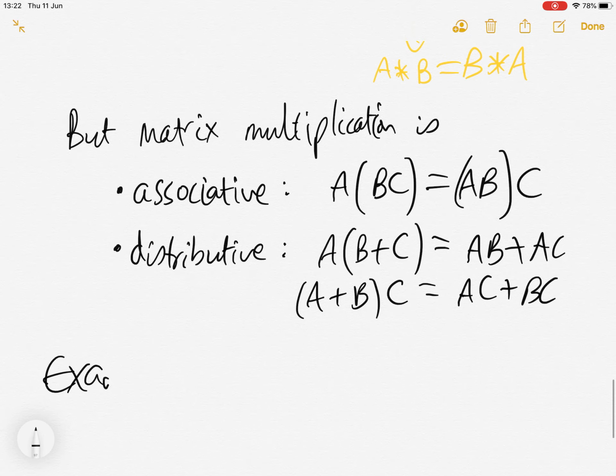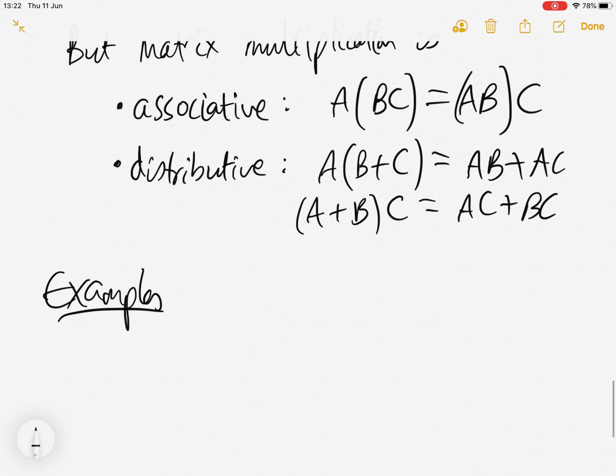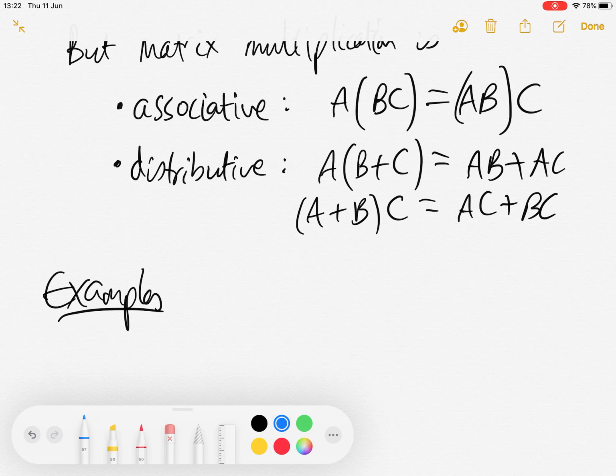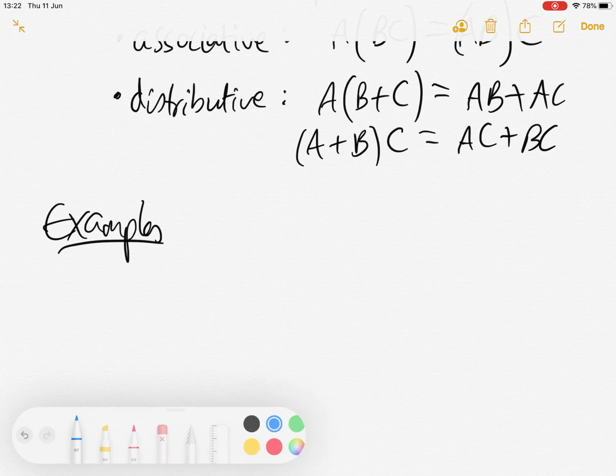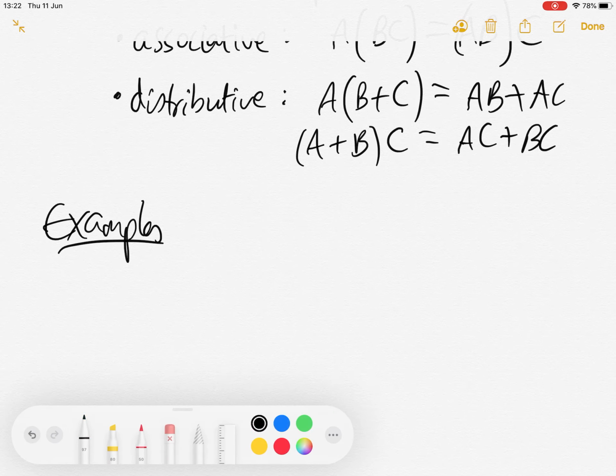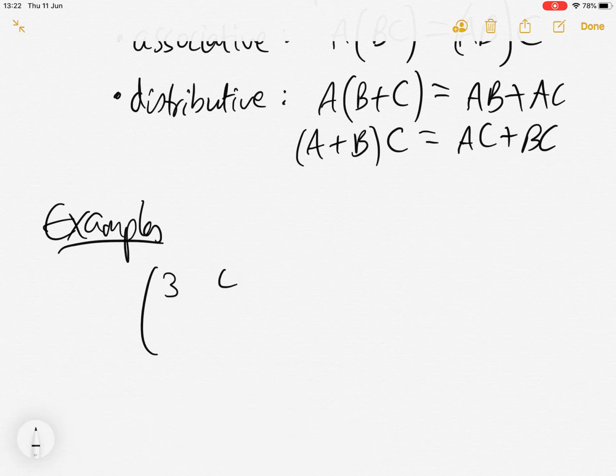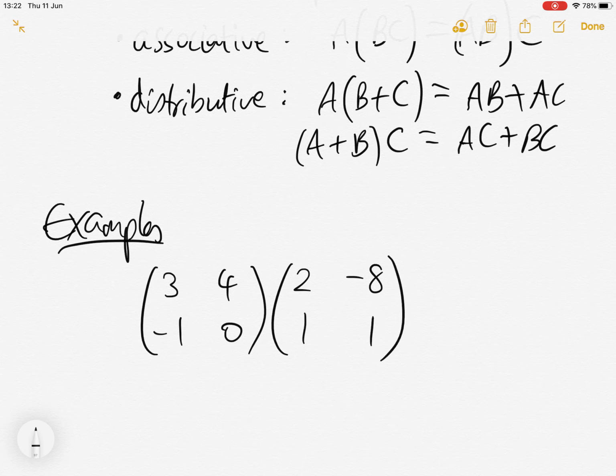Okay, so let's see examples of how to multiply. We'll start with a 2 by 2 example. If we take the matrices 3, 4, minus 1, 0, and 2, minus 8, 1, 1, and we want to multiply them. In general, for matrices, you don't write something in between when you multiply. First of all, this is 2 by 2, and this is 2 by 2, so the answer is going to be a 2 by 2 matrix.